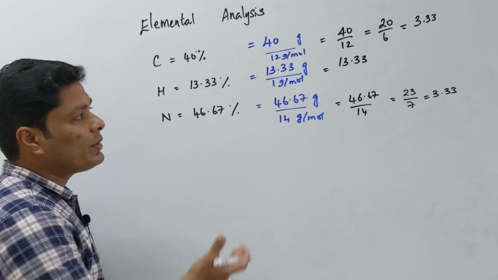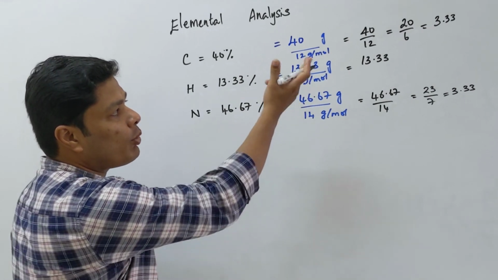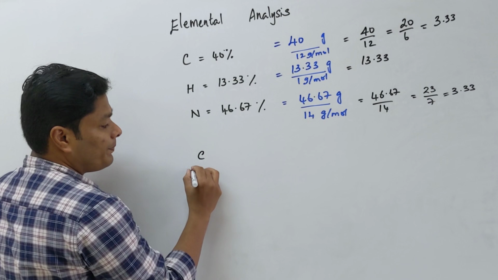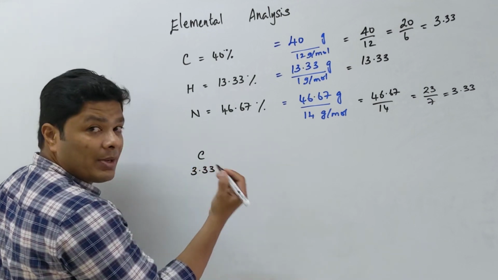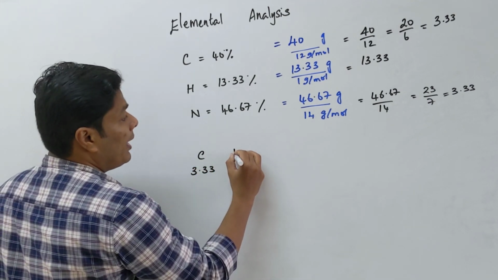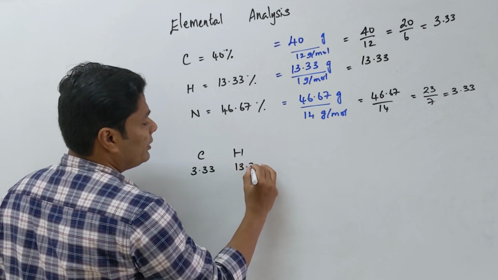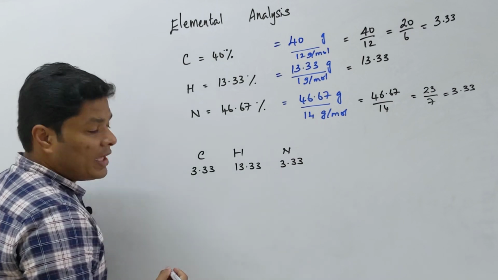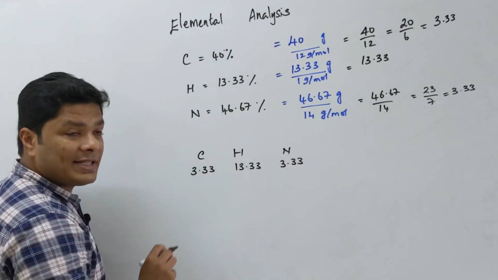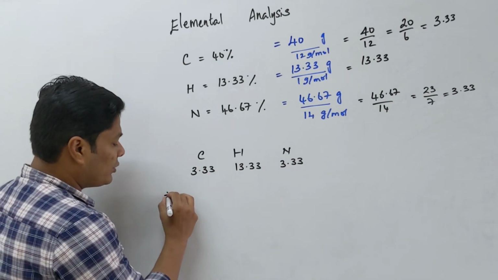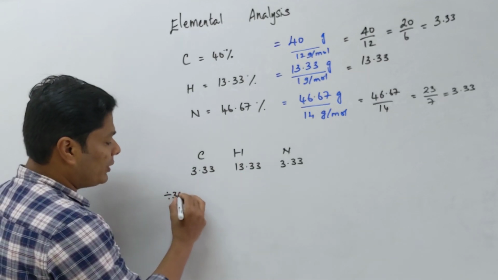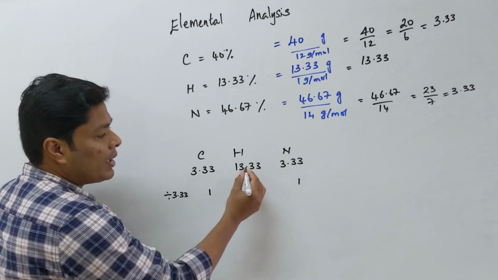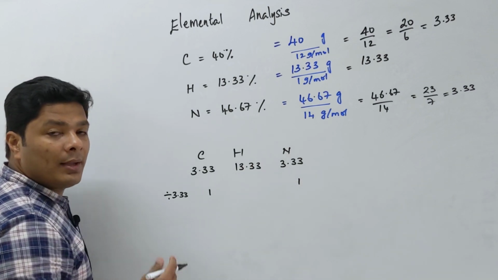Now all you have to do is divide them by the smallest number among them. Because now I know carbon is 3.33 moles, hydrogen is 13.33 moles, nitrogen is 3.33 moles. If I don't want the 0.33s anywhere, I'm going to divide all of them by the smallest number. So if I divide by 3.33, what do I end up getting? 1. This is 1. Now if I divide by 3.33, what do I get?